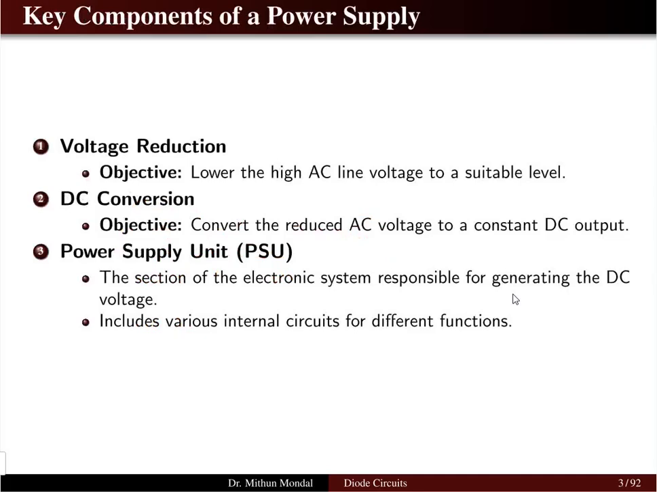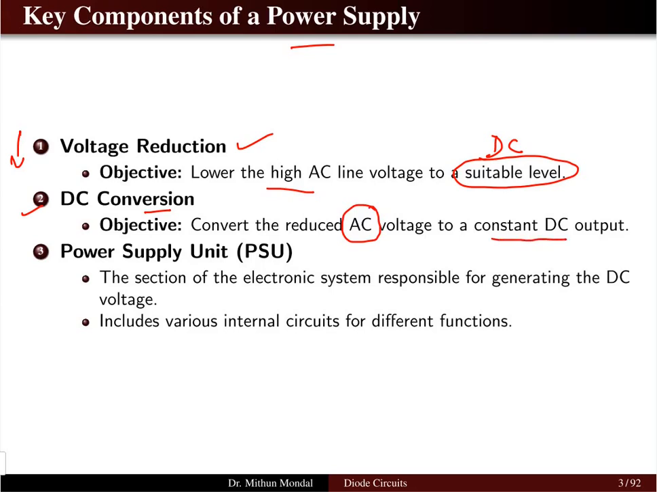So the key components of a power supply begin with voltage reduction. Voltage reduction means that we need a lower voltage because the supply voltage is high, and we need a suitable level of voltage which is in the form of DC. So we need to bring the voltage down with the help of a device known as voltage reduction. Then the second step would be the DC conversion. Since the supply is AC, which we have brought down to a lower voltage, we need a constant DC output. So a device is required to convert the AC to DC.